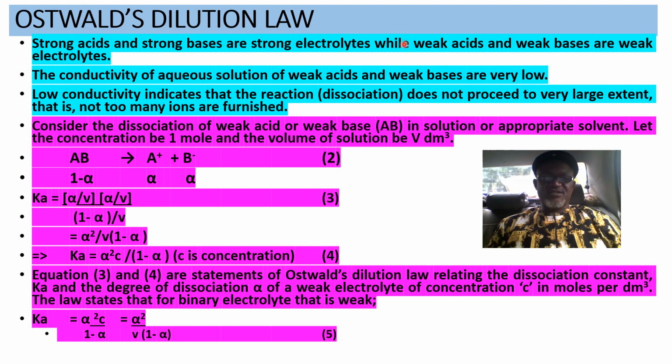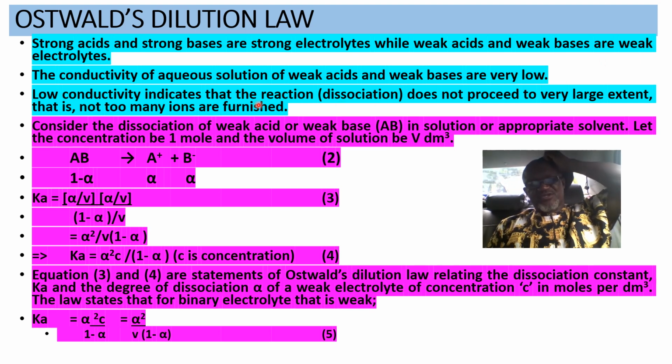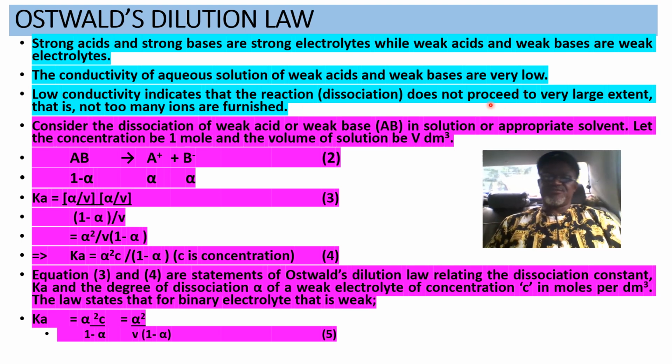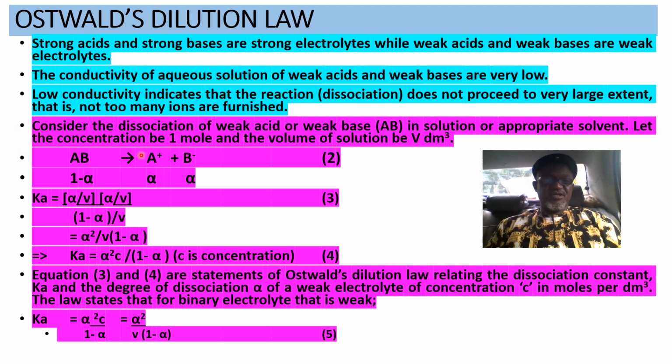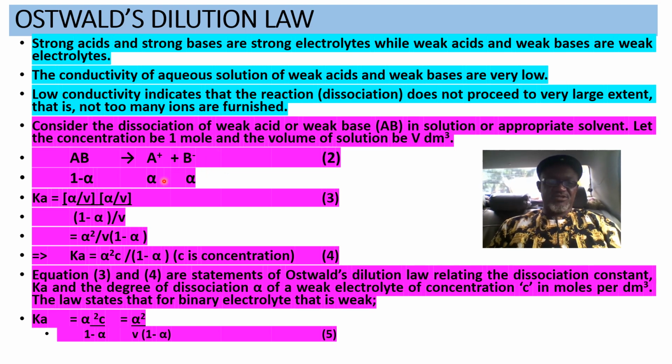Now, strong acids and strong bases are strong electrolytes, while weak acids and weak bases are weak electrolytes. The conductivity of these aqueous solutions of weak acids and weak bases is very small. Now, low conductivity indicates that the reaction, that is dissociation, does not proceed to a very large extent. That is too small. Very few ions are furnished. So now consider this reaction, AB giving A plus and B minus. This is a dissociation. Alpha is the degree of dissociation.